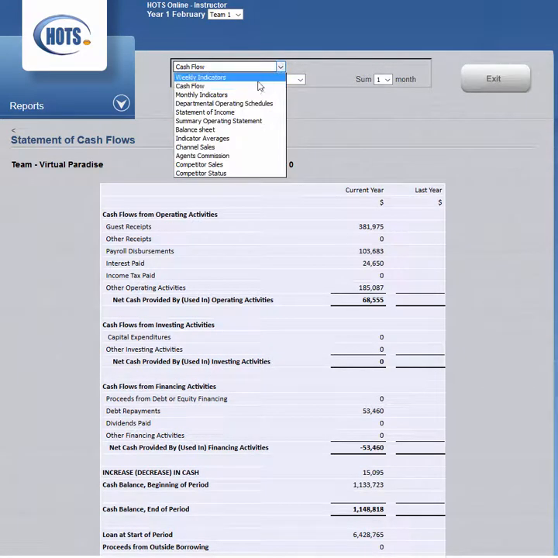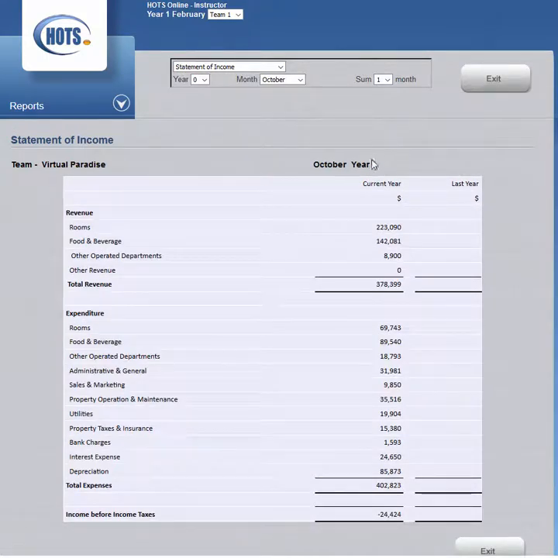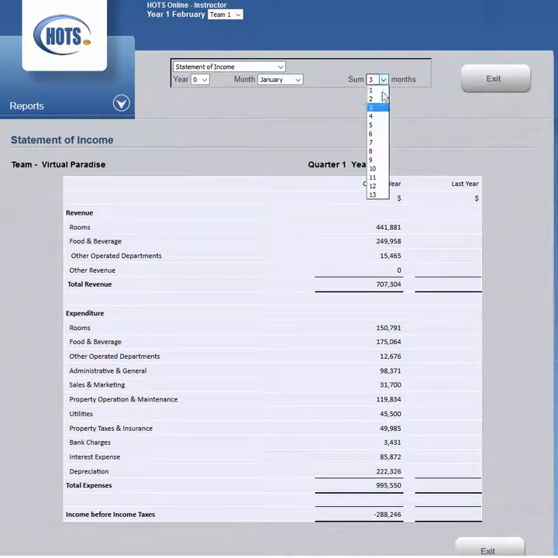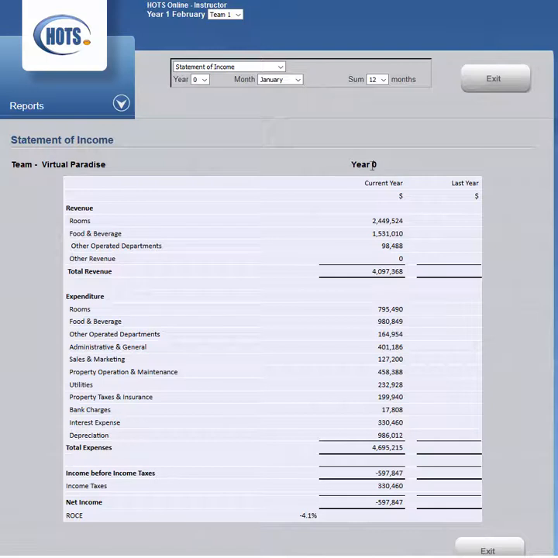I can also look at a variety of income statements. So if I look at the statement of income, that's for October for the previous year. As I've started in October, I can add the last 3 months of that year together. So sum 3 months, and I've got quarter 4. I can take this back to the beginning of the year, January, and that will give me quarter 1. Or from that point, of course, I can add up all 12 months to get the whole of the previous year. I can do that for a variety of statements of income.